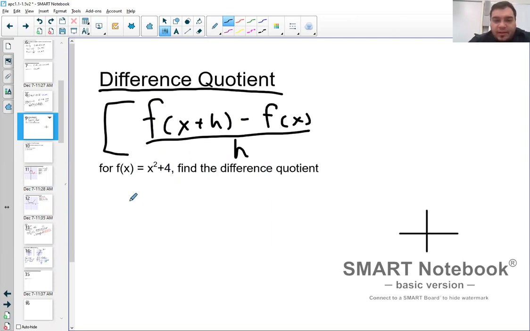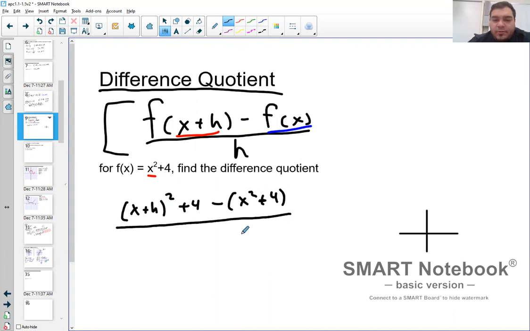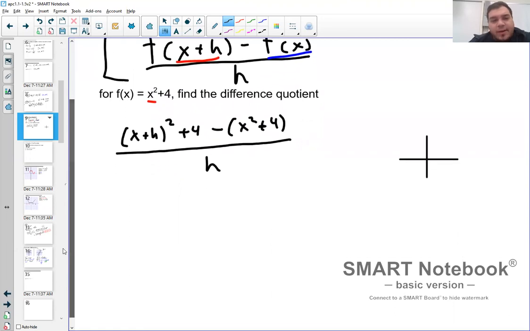So I'm going to plug this in. X plus h is going to go for every x that's here. So it's going to be (x plus h) squared plus 4 minus f of x. It's just the normal equation. So I'll put in parentheses, x squared plus 4, all over h. Yes, you could distribute right away if you want to, but no need to right now.